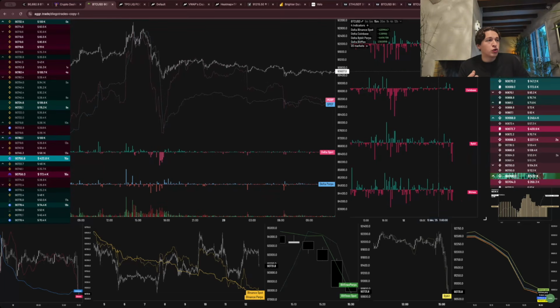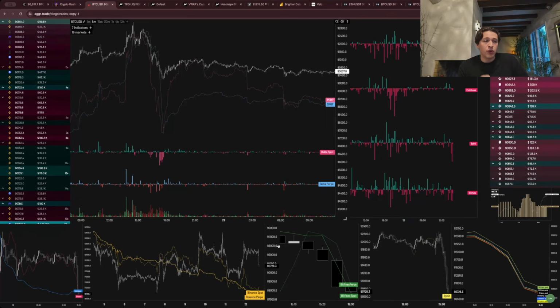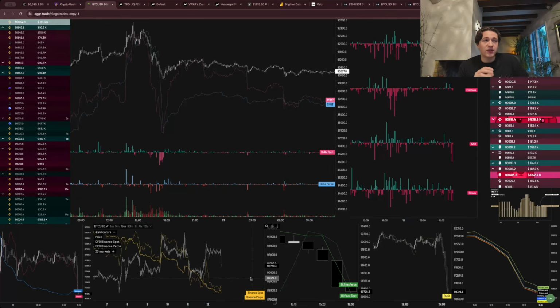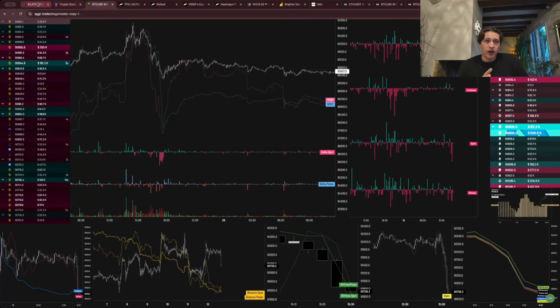Here you can also track Binance spot orders, Coinbase spot orders, Bybit spot orders. Here you also have the Binance spot and Binance perp differences. And so you can track all of it.